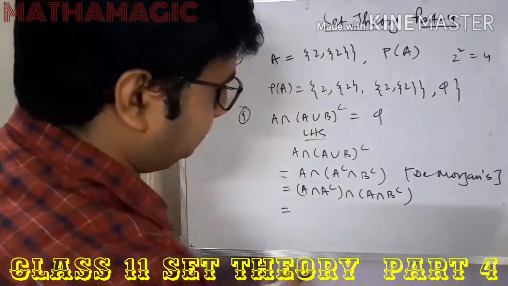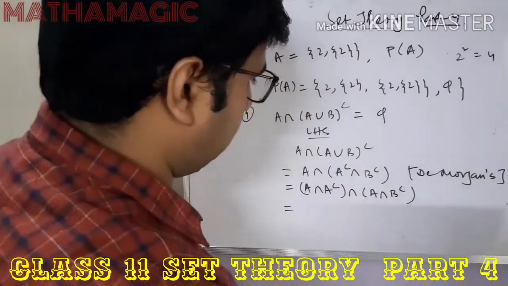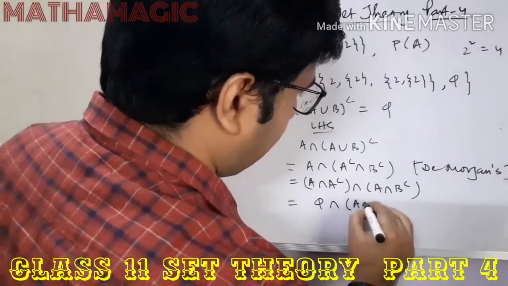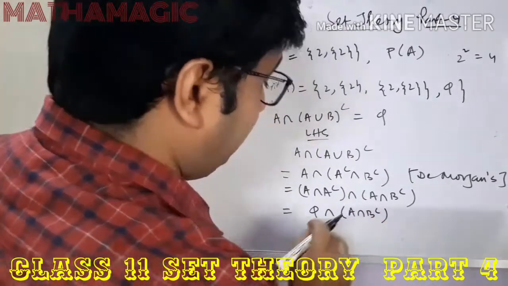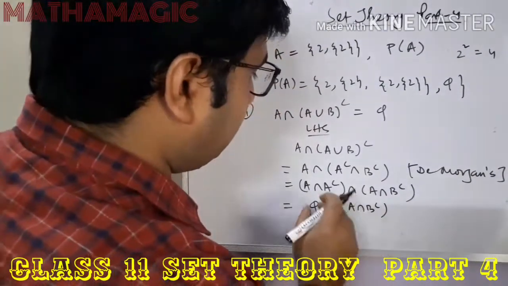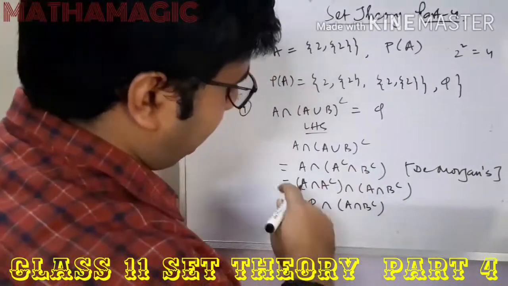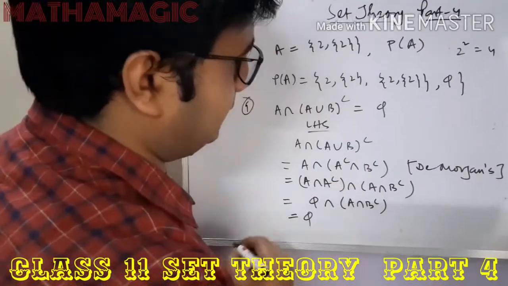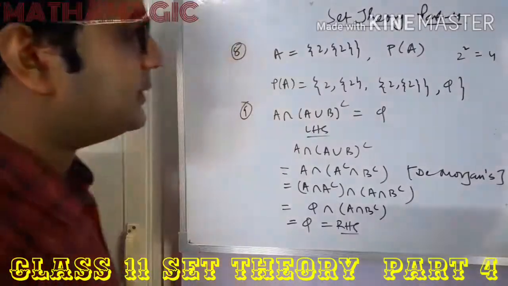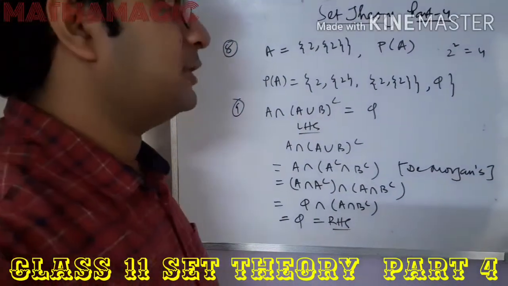So what is A intersection A complement? There should not be any common part, so it is phi. Now phi intersection A intersection B complement. If we find the common part between any set and phi, that will be phi itself. So it is proved. This is how we can solve the problems of set theory.